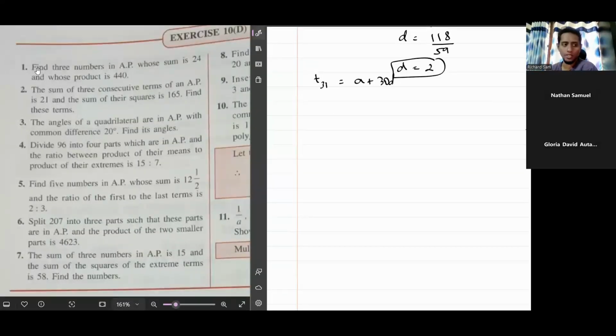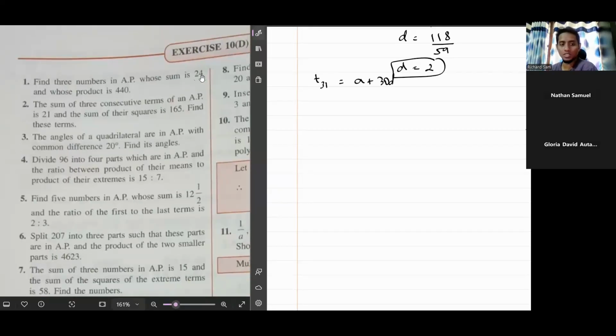Okay, look at this first question here. Find 3 numbers in AP whose sum is 24 and the product is 440. See, they have not given any terms of the AP over here. What we know is there are 3 terms in the AP. So how will you represent these terms of the AP?